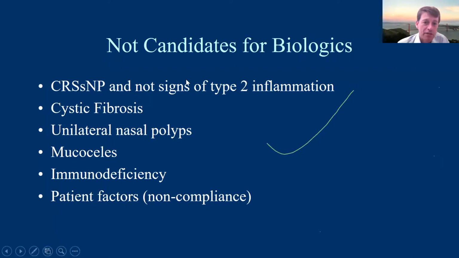Patients who are not candidates for biologic treatment include those with chronic sinusitis without nasal polyposis and without signs of type 2 inflammation, cystic fibrosis, unilateral nasal polyps, mucoceles, immunodeficiency, and patient factors such as noncompliance.